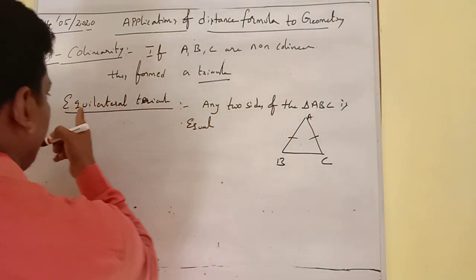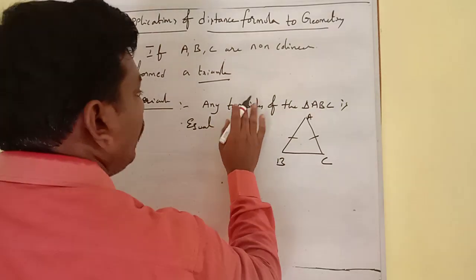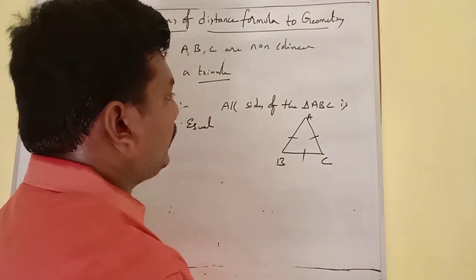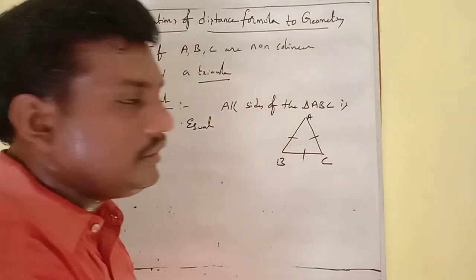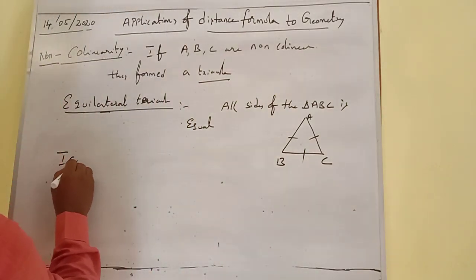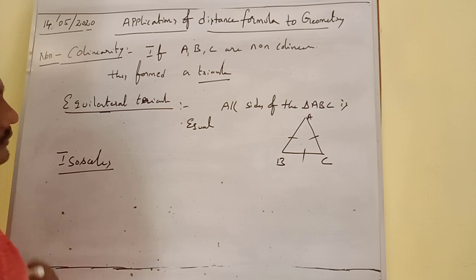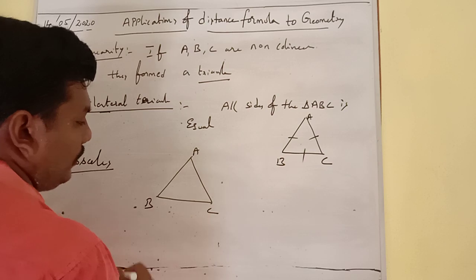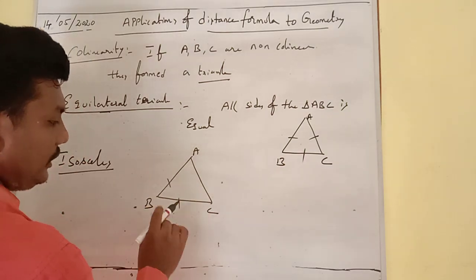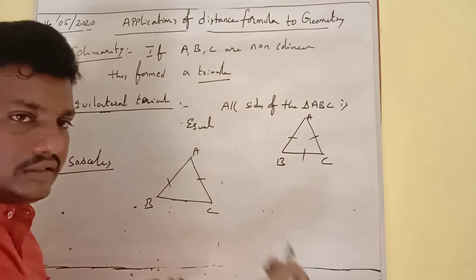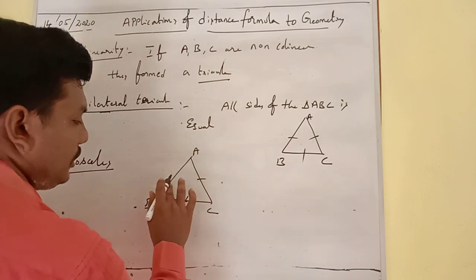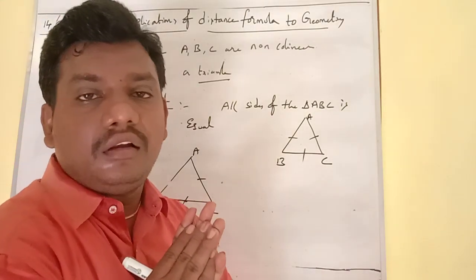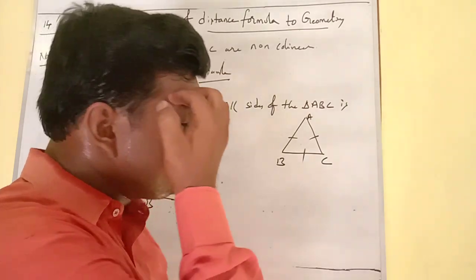In the case of an equilateral triangle, all the sides of the triangle are equal. For an isosceles triangle, any two sides in triangle ABC are equal. If these two sides are equal, it is an isosceles triangle, or otherwise if these two sides are equal, that is also an isosceles triangle. That means if any triangle is isosceles, then according to the distance formula, we have to find the distance between any two sides.